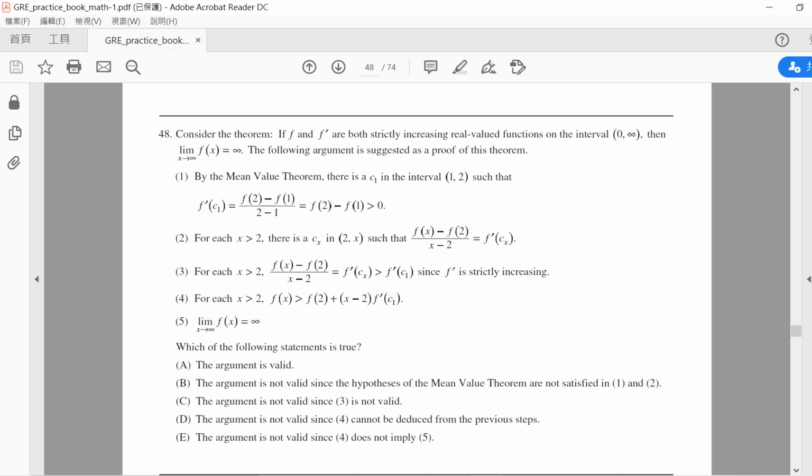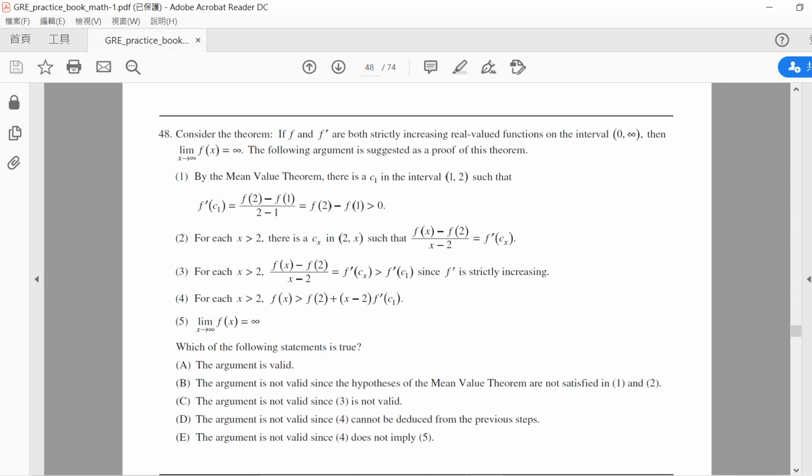So this problem is very tricky. The answer is the proof is 100% correct. Once you know the mean value theorem is correct or not, then you can get the answer.